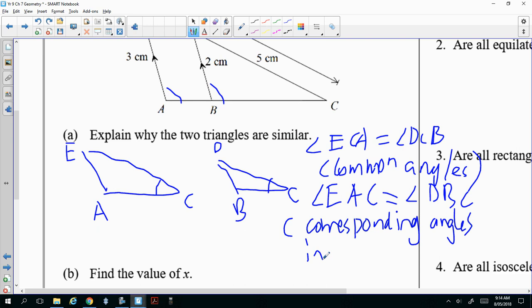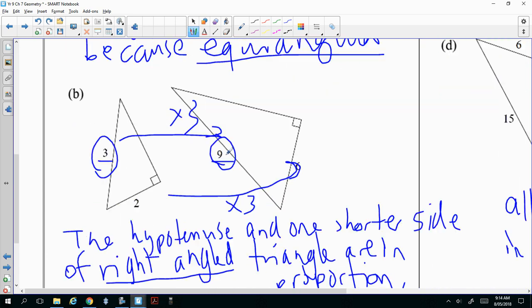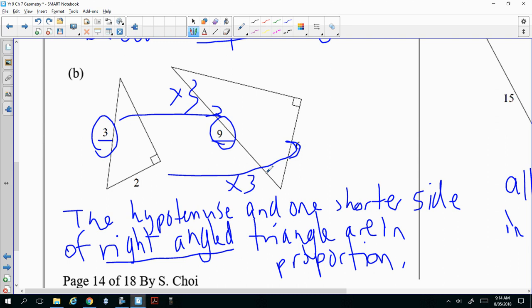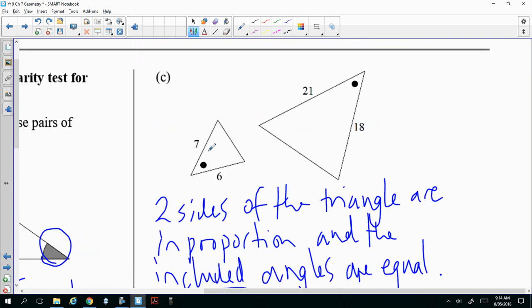Now, remember, you only need 2 angles. That's enough. You don't need the 3rd one on parallel lines. Then you say, therefore, triangle EAC is similar to, note the symbol, just for equiangular. Because angles, you just need 2. Whereas all the other 3, you need 3 reasons, because it involves 3 things you have to prove they are equal. So the one before, only 2 angles. This one you need 2 pairs of proportional sides and the right angle. This one here, 3 pairs of proportional sides. This one, 2 pairs of proportional sides, and the included angles are equal. So for only the first one, you only need 2 reasons.